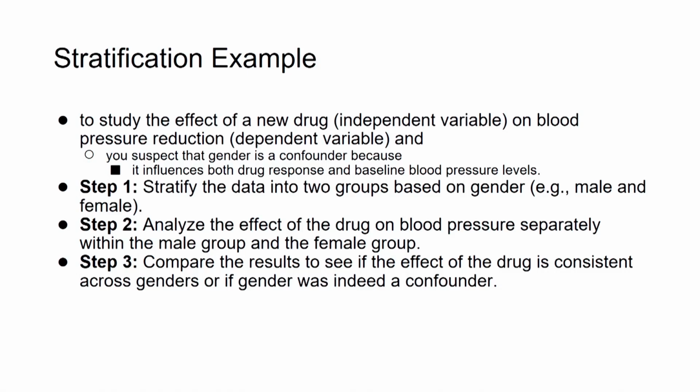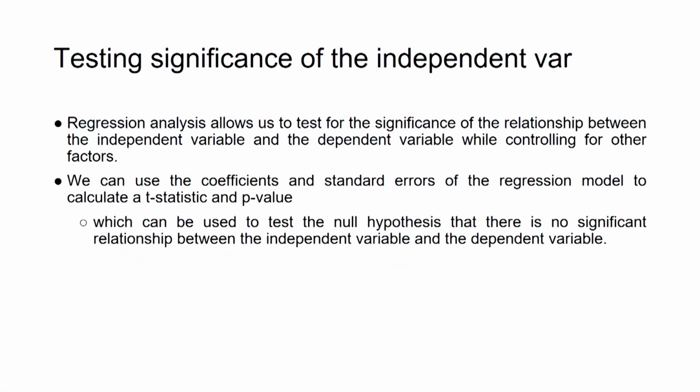How can we address this? We will stratify the data into two groups based on gender: one group where all are males, and another where all are females. Then we will analyze the effect of the drug on blood pressure separately within the male group and the female group, compare the results of the two, and check whether the effect of the drug is consistent across genders or not. If it is not consistent, in that case gender is a confounding variable.